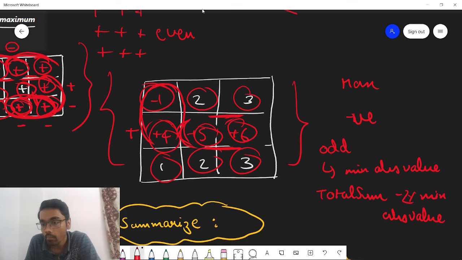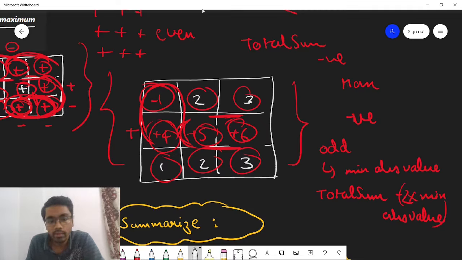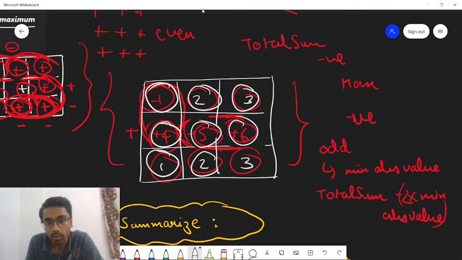You will be subtracting the minimum absolute value twice, because you will be keeping track of the total sum and negatives in a single iteration only. So you will take your total sum as +1, +2, +3, +6, +5, +4, +1, +2 and +3. So your total sum has all the elements of the matrix.